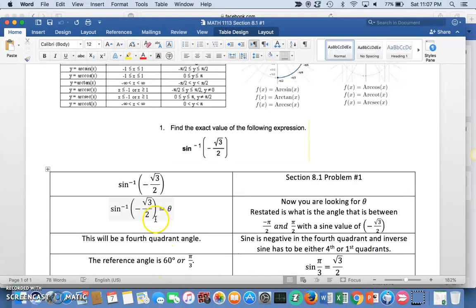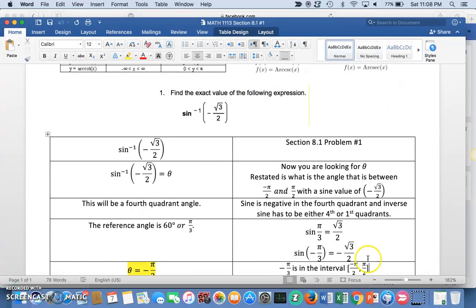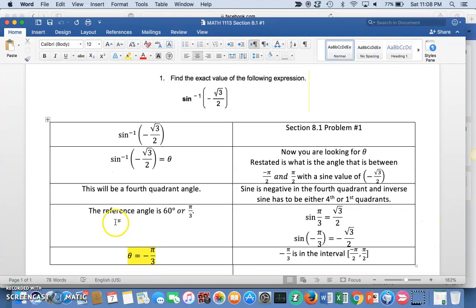The reference angle that gives you the √3/2 is 60 or π/3, but they want the negative one. So this would have to be a -60 if we were talking degrees, but this is in radians, so it would be -π/3. That is the answer. Sine of -π/3 is negative the √3/2. Therefore, inverse sine of -√3/2 is equal to -π/3. Negative π/3 is the answer.